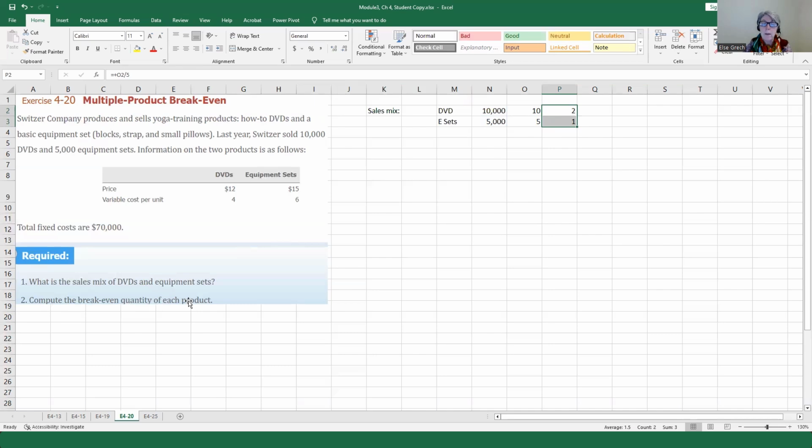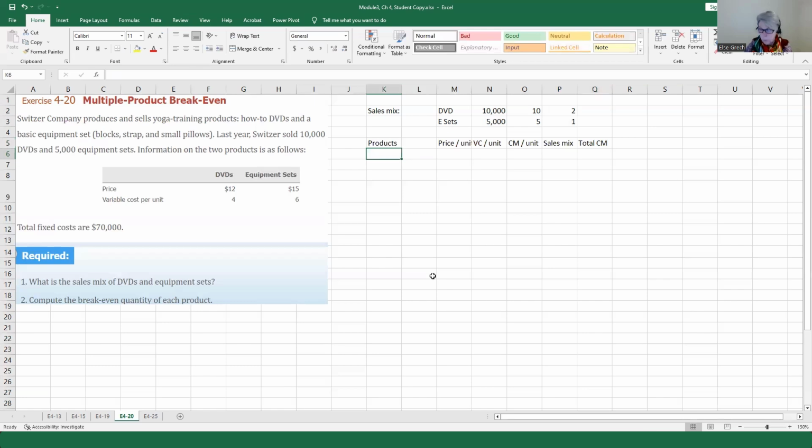Compute the break-even quantity for each product. Now, I see lots of errors on the midterm, on the homework, and on the final exam. I see lots of problems because students don't know how to calculate this. So let's just walk through the process together. What we want to do is look at the products, and we want to look at the price per unit. We want to look at the variable cost per unit. That's going to get us the contribution margin per unit. And then we have to multiply it by the sales mix. And that will get us our total contribution margin.